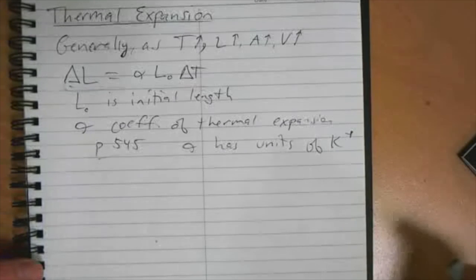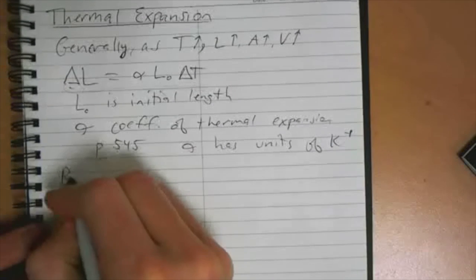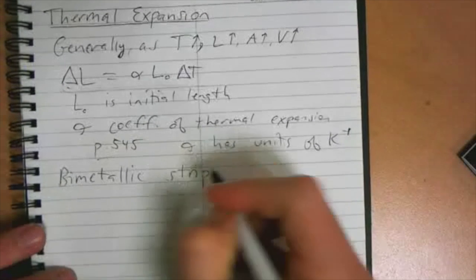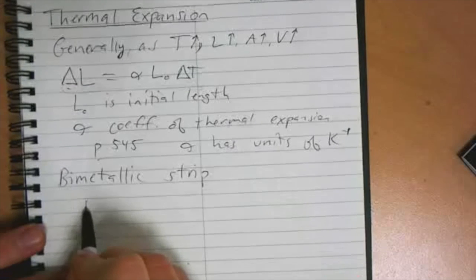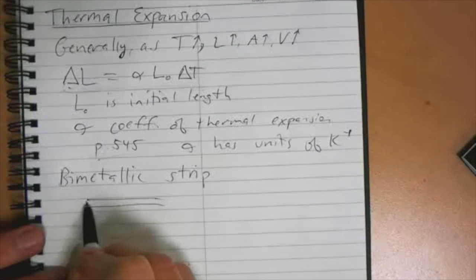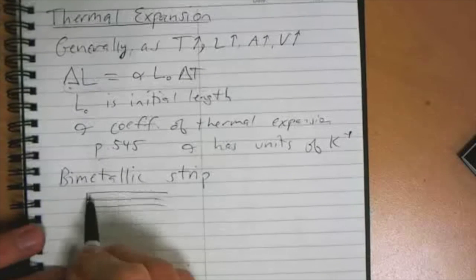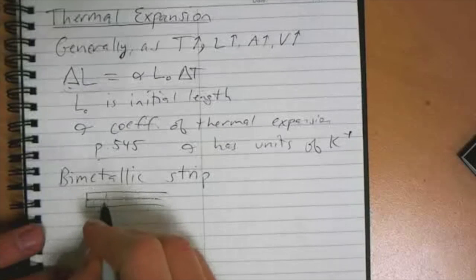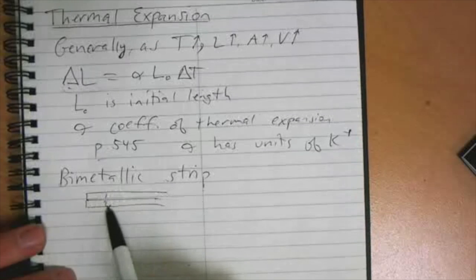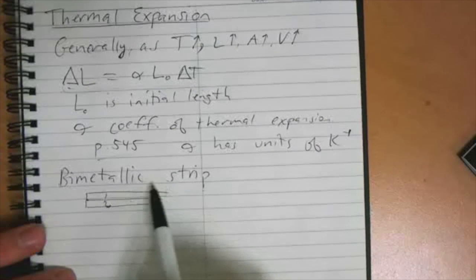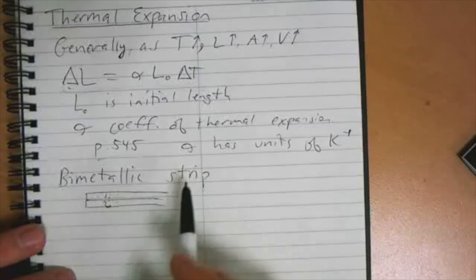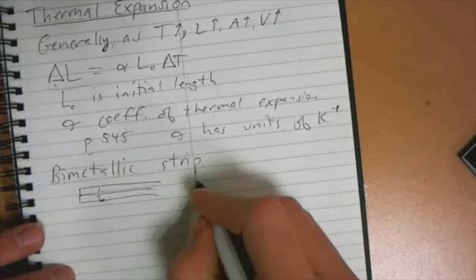An interesting application of that is something called a bimetallic strip. There's a strip of two metals, bimetallic, that are pressed up against each other like so. So this is metal 1, this is metal 2. And they have different coefficients of thermal expansion. So let's say that 1 has a greater alpha than 2. So as it heats, 1 gets longer. Say alpha 1 is greater than alpha 2.